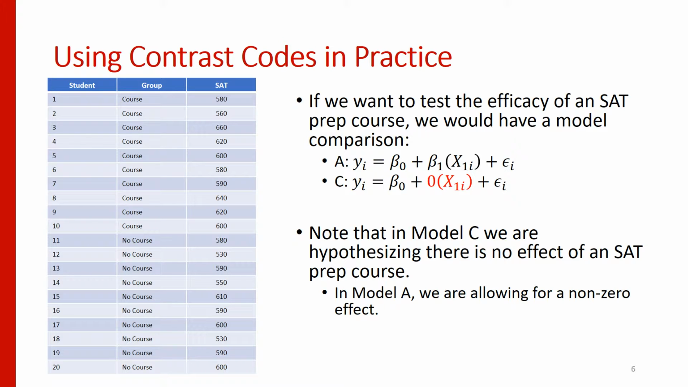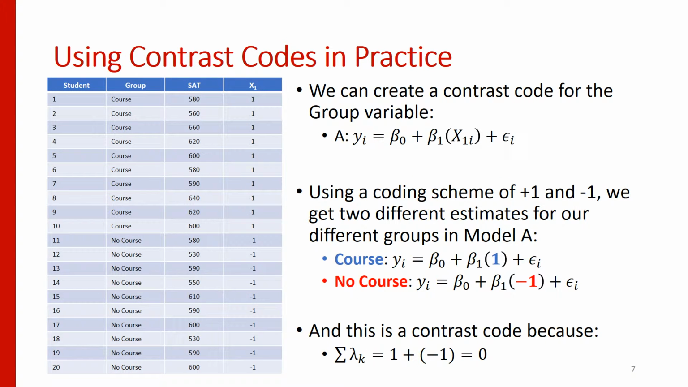And if Model A leads to a statistically better fit of the data than Model C, we'd say that we reject the null hypothesis, and we think there's probably a non-zero relationship in the population. So in order to do this model comparison, it's first good to think about what are our codes that we're actually going to be using.